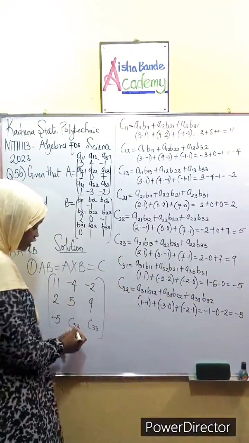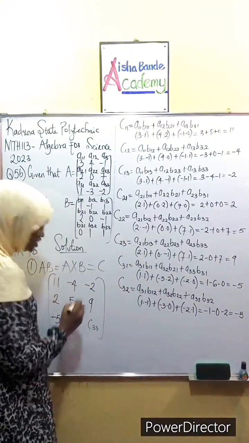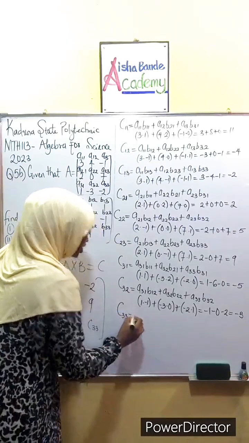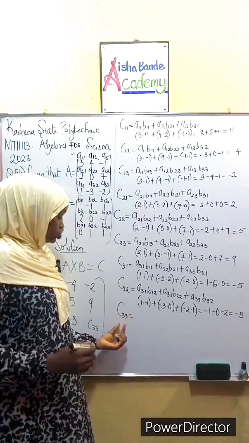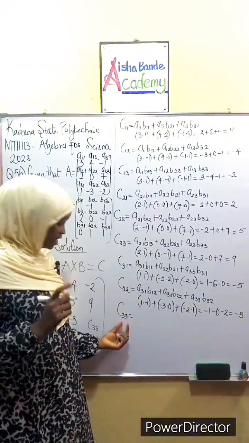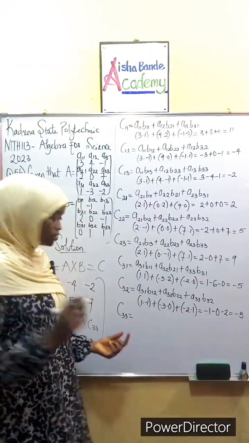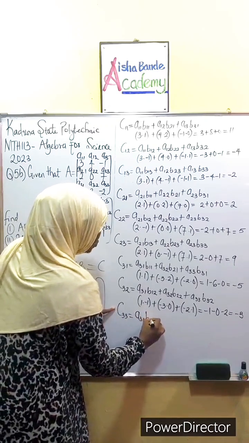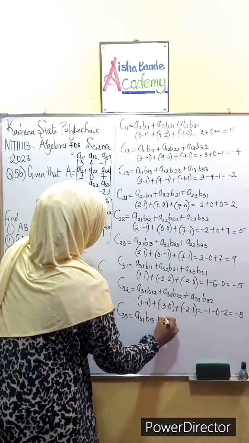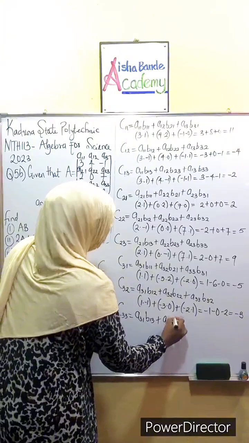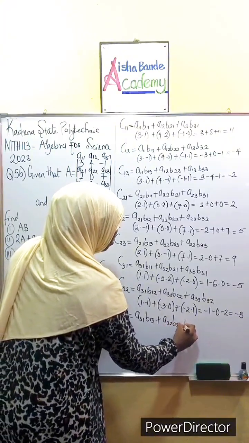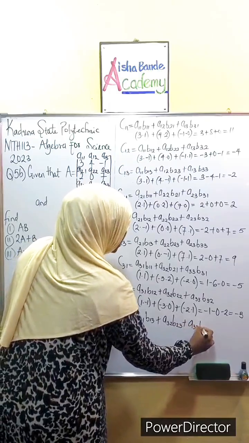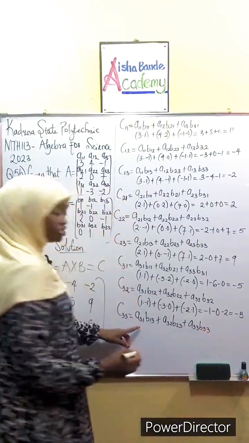So we substitute in here. C32 becomes minus 3. Now moving on to the last one. So this is C33. C33 means the third row of matrix A, third column of matrix B. So this is A31 B13 plus A32 B23 plus A33 B33. So let's substitute in the values.